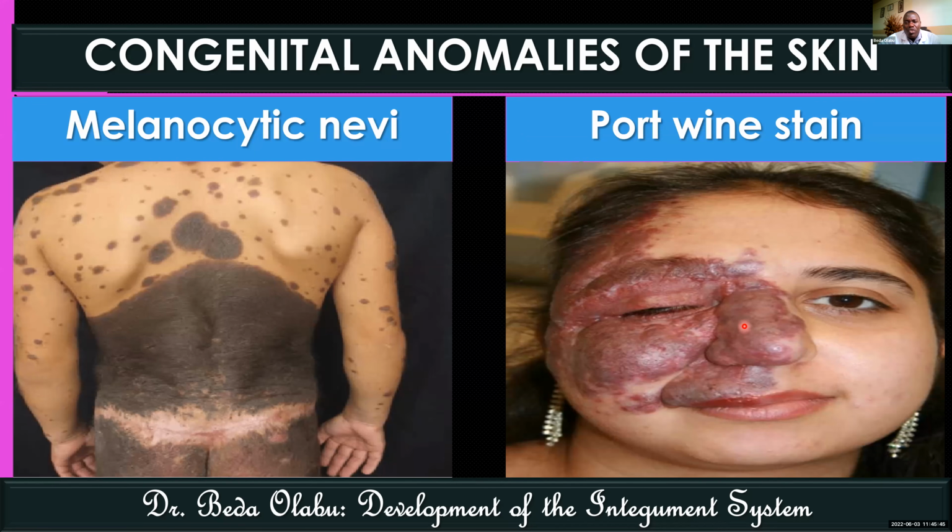Now, sometimes they could be part of a syndrome, like the one we see in this particular image. This picture is called port wine stain, and it could be part of a syndrome where this lady could be having also another anomaly within the brain. They are neurocutaneous disorders.